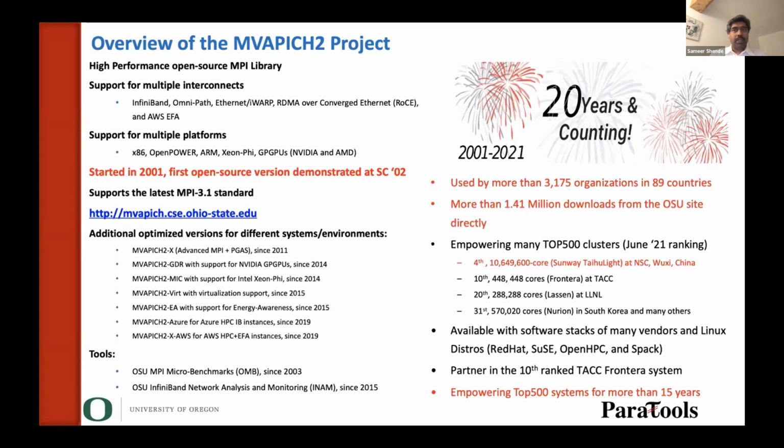The MVAPICH2 project, as you all know, is a high-performance open-source MPI library which has been available for download in open-source form, and it has over 20 years of history and over 1.4 million downloads from the Ohio State University site, and it empowers many of the top 500 clusters.